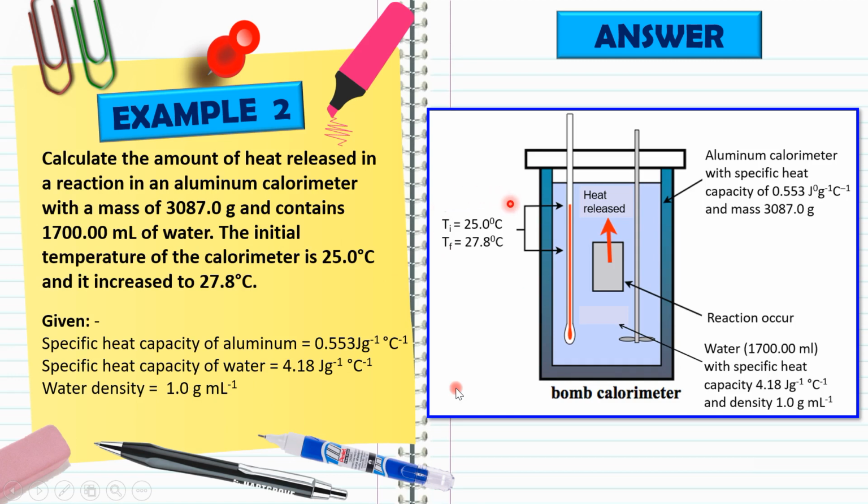So first we can calculate the value of delta T. T initial 25, T final 27.8. So T final minus T initial. Therefore, you get the value of delta T. And then from here, two pieces of information about the calorimeter are already given, that is the specific heat capacity and also the mass of the calorimeter. The volume of water and specific heat capacity of water are also given. And we want to calculate the heat released from the reaction.